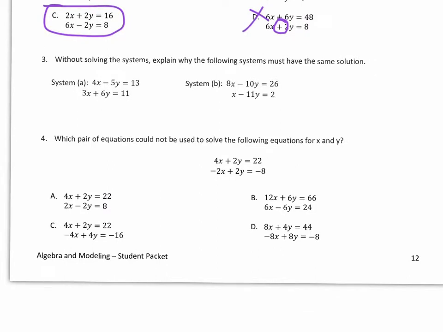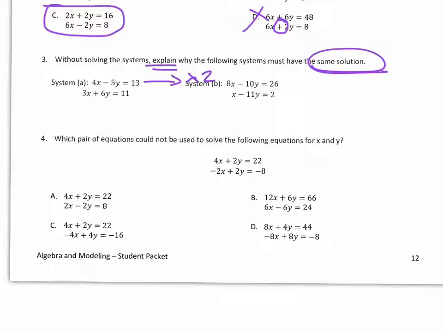Number 3, without solving them, explain why the systems must have the same solution. And notice it said explain. So they're not just saying because they are. You have to say what happened. So let's take a look. Row A, it looks like to get to the top on B is multiplied by 2.